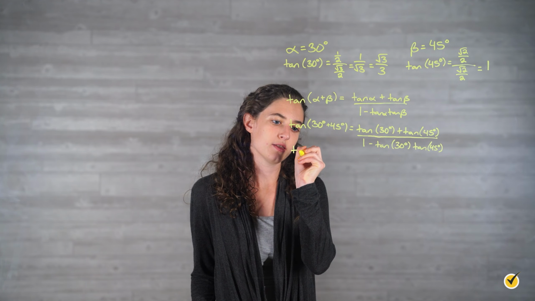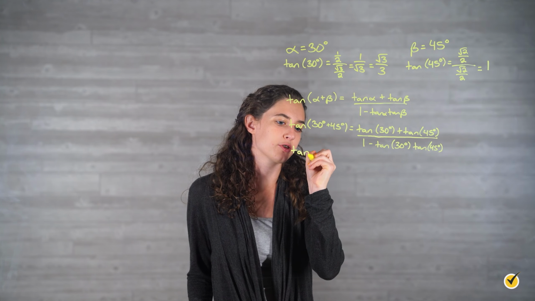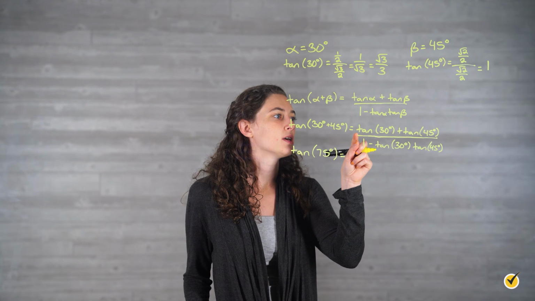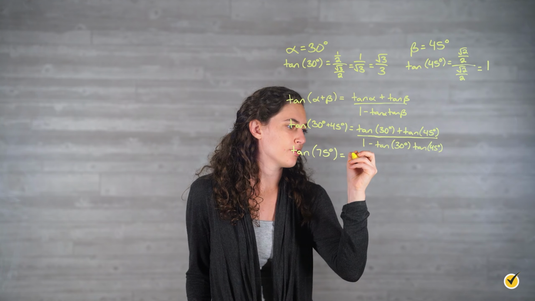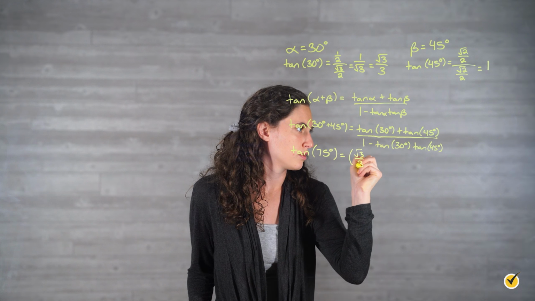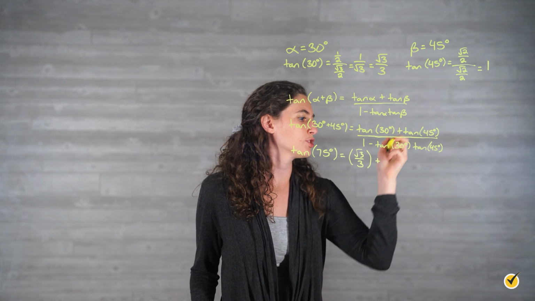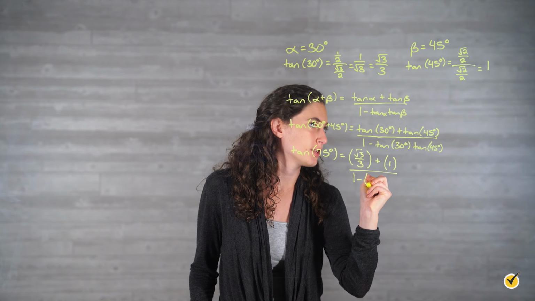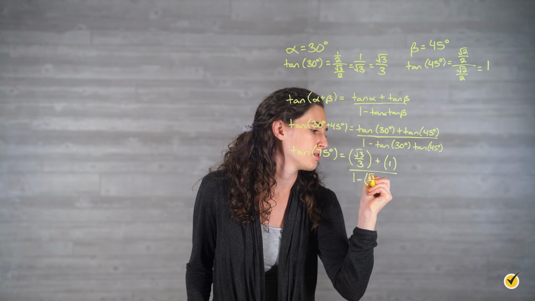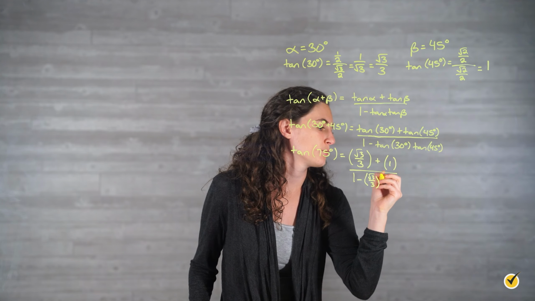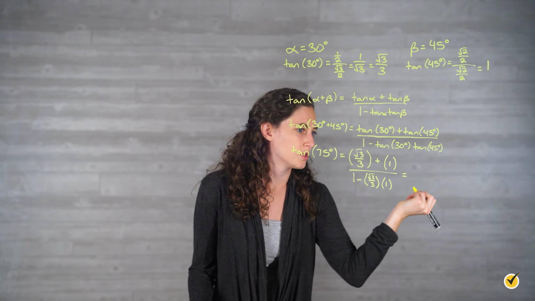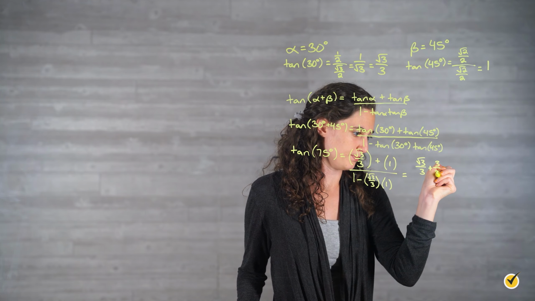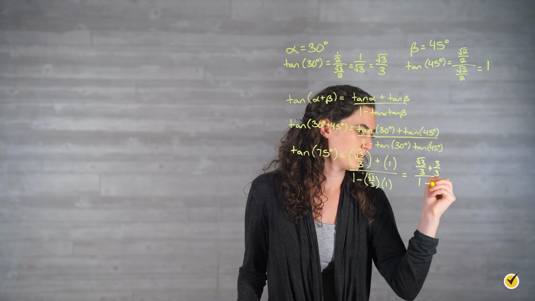So first we're going to simplify the left side over here. 30 degrees plus 45 degrees is 75 degrees, so we're finding the tangent of 75 degrees, which is what we want. The tangent of 30 degrees is the square root of 3 over 3, plus the tangent of 45 degrees, which is 1, over 1 minus the tangent of 30 degrees, which is the square root of 3 over 3, times the tangent of 45 degrees, which is 1. So this is equal to the square root of 3 over 3 plus 3 over 3 over 1 minus the square root of 3 over 3.